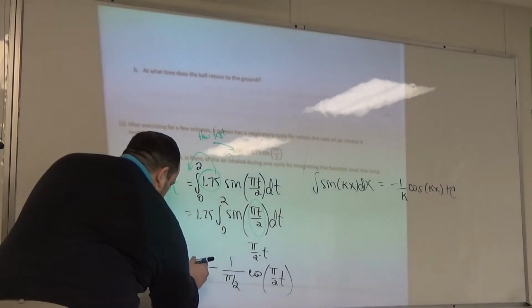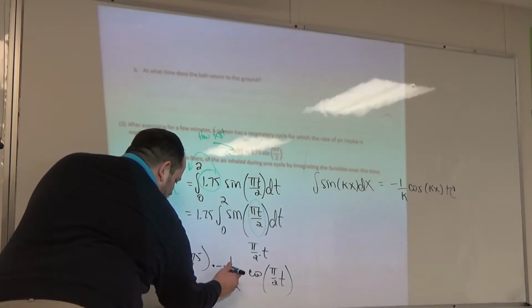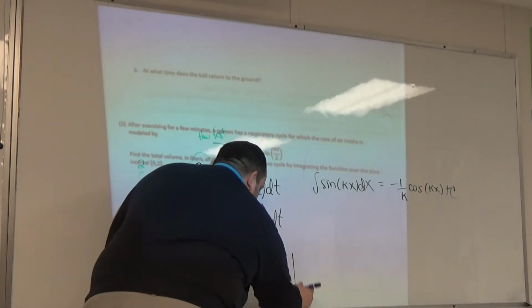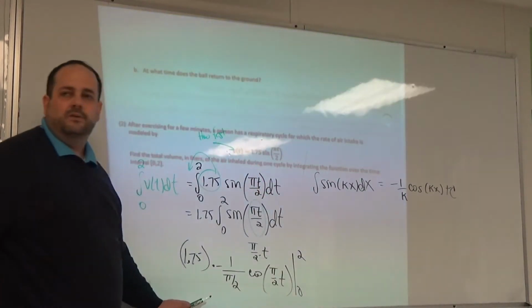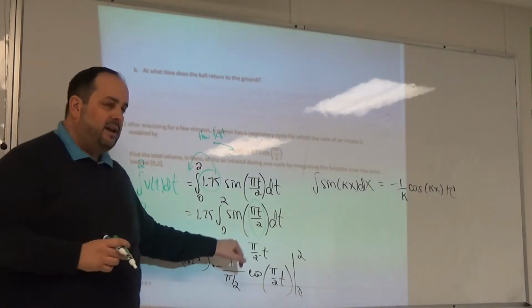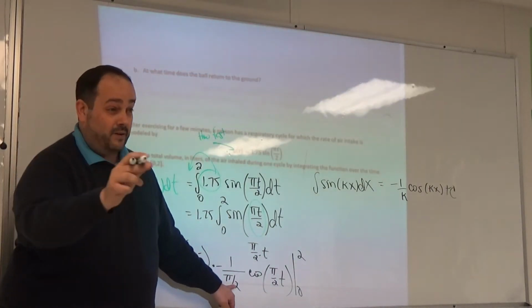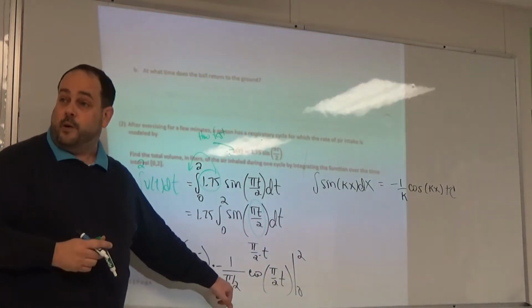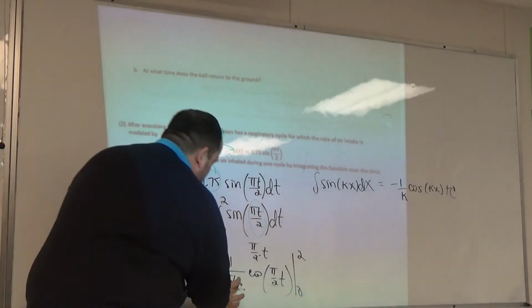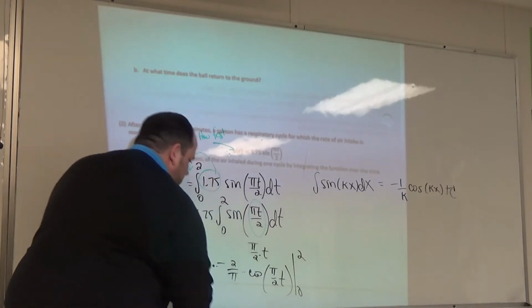I've still got that 1.75 in front. I want to be careful because that's multiplying this guy here. And I have to integrate from 0 to 2. For the folks that are going solo, how many guys have this negative 1 over pi over 2? Or a better way to write it? Safer way to write it? Negative 2 over pi, right? A little keep it, change it, flip it action. So negative 2 over pi.